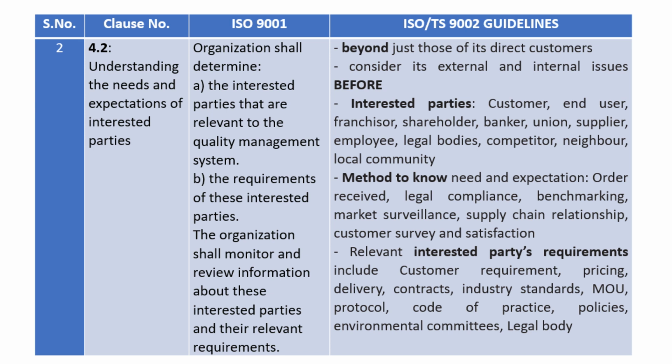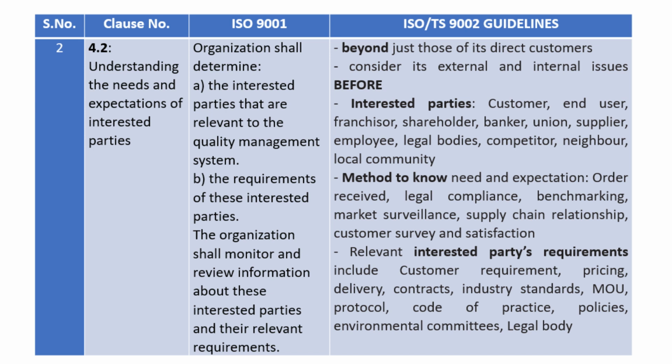And then there are different examples given of who can be an interested party. It can be a customer, end user, banker, trade union, supplier, legal bodies, competitor, local communities, and there can be much more. And then how to know the needs and expectations? Again, there are different examples given.